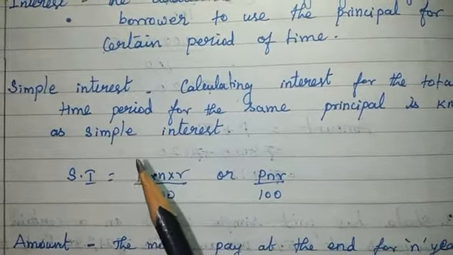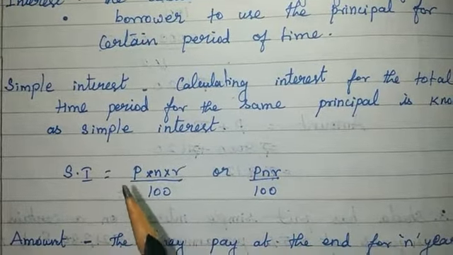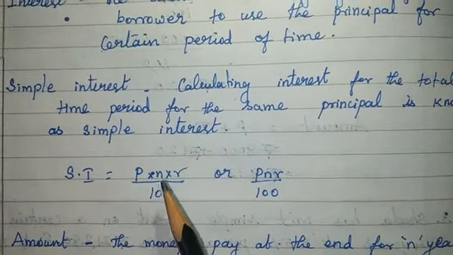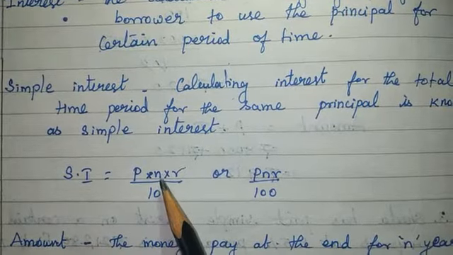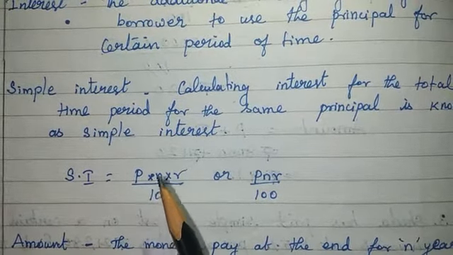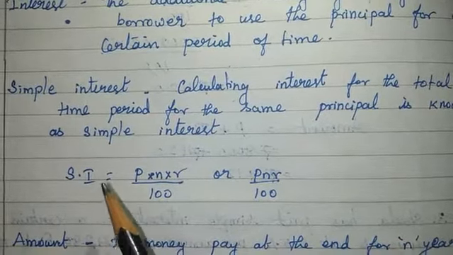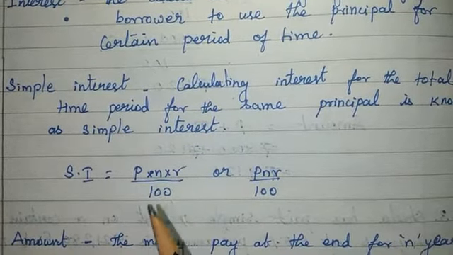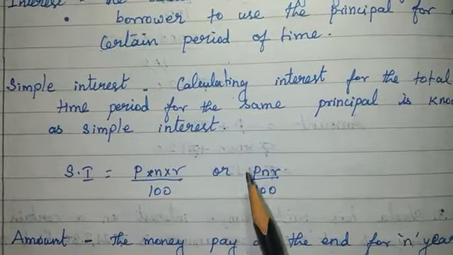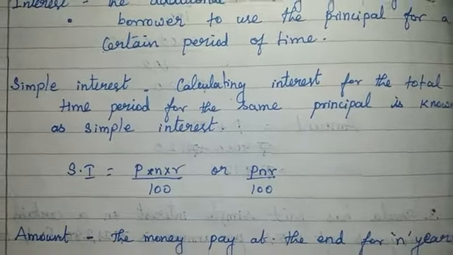This simple interest can be calculated by using the formula principal into n, where n is the number of periods, that is time, into r, the rate of interest per year. That is P into N into R by 100, which can also be written as PNR by 100.